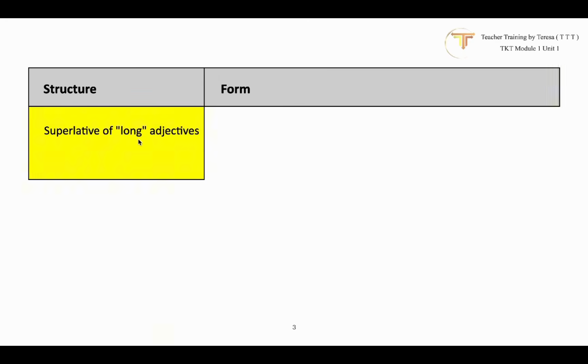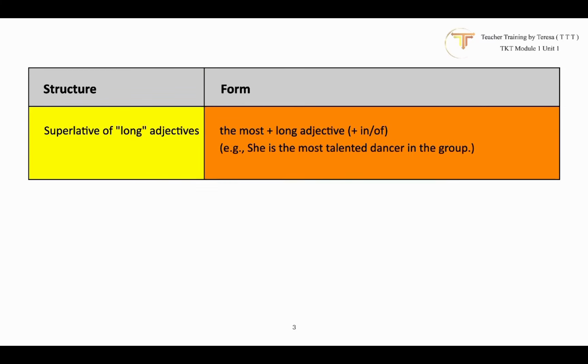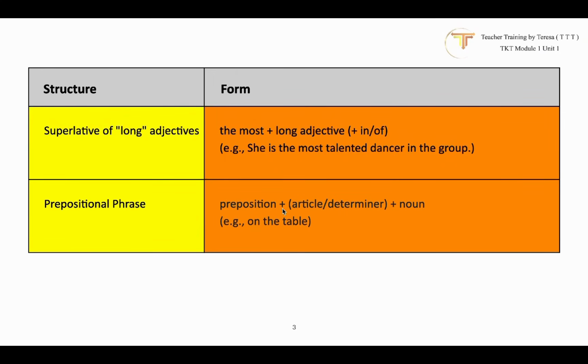Superlative of long adjectives: the most plus long adjective plus in or of. Example: She is the most talented dancer in the group. Prepositional phrase: preposition plus article or determiner plus noun. Example: on the table.